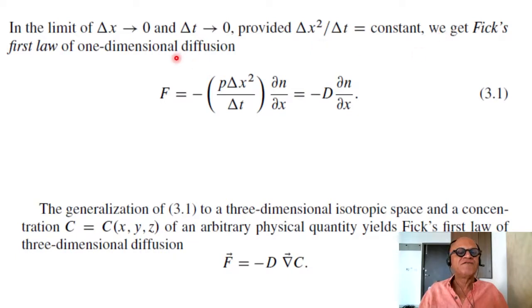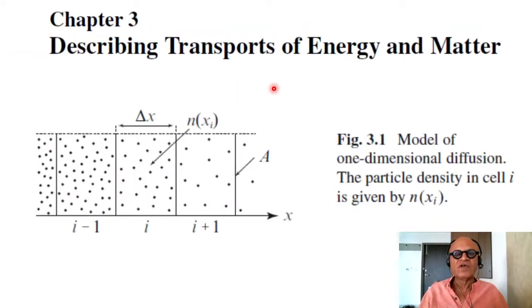So we get Fick's first law of one-dimensional diffusion by doing that, where we're writing the diffusive flux as minus p delta x squared divided by delta t times dn/dx, where dn/dx is basically the gradient of the particles in the x direction.